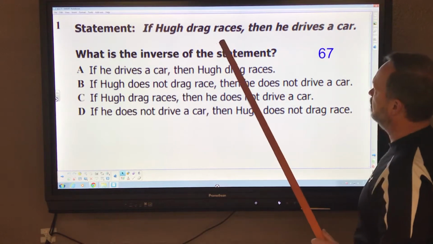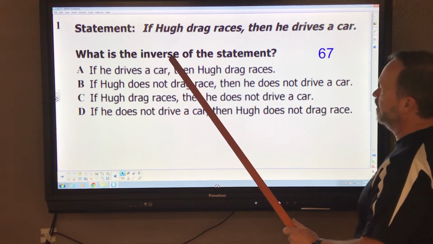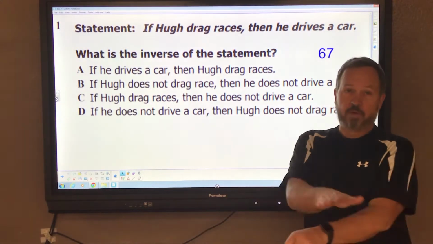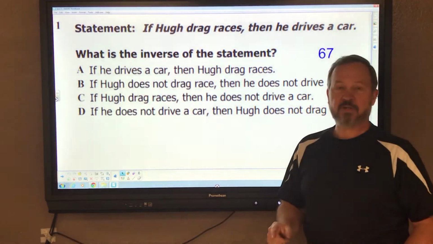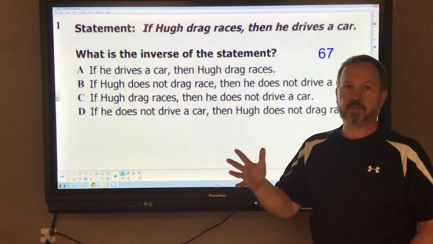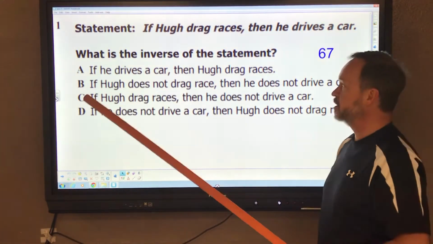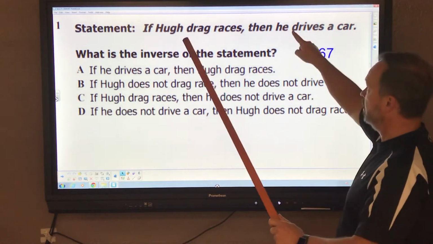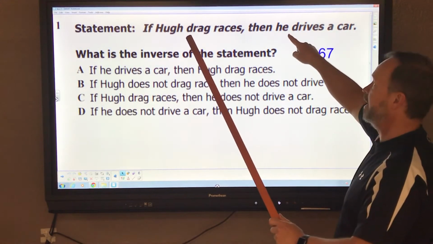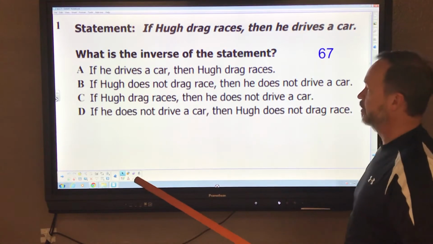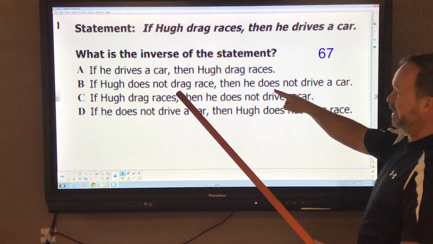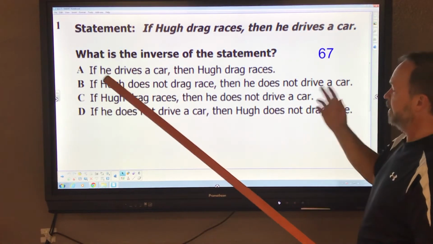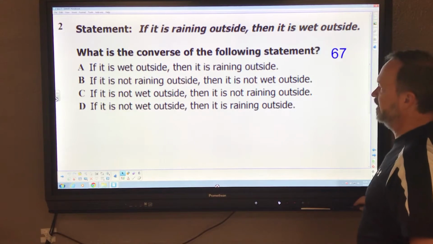It says if you drag race, then he drives a car. We're talking about the inverse. Remember, converse, inverse, contrapositive. Converse is like your shoes on the wrong feet, so that's the flip. Inverse is the negation, and contrapositive is both. You flip it and negate it. So for the inverse, it's the negation. So you're going to take this, put in a not, take this, put in a not, so you get nots in both of these. He not drag race, he not drive car. So you can see that is the B answer. Okay? We'll leave it at that.